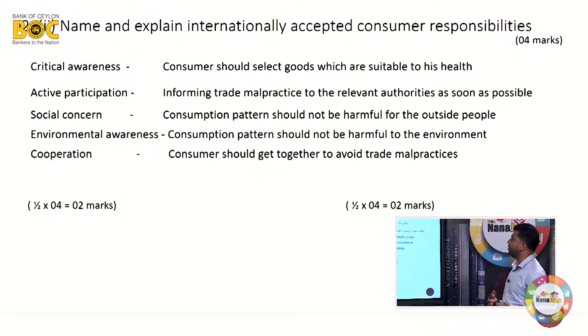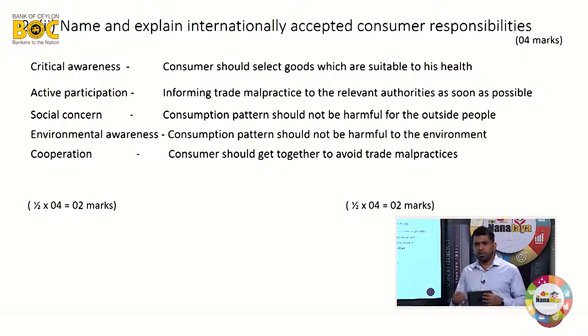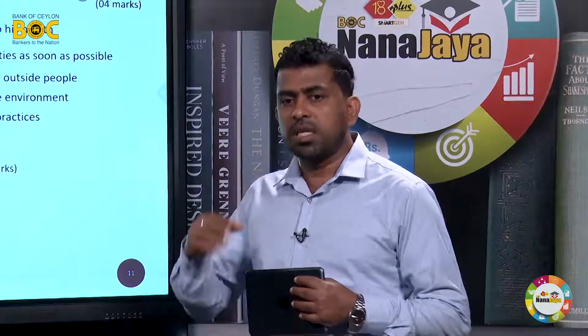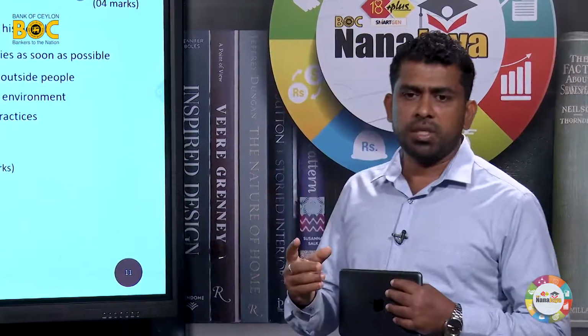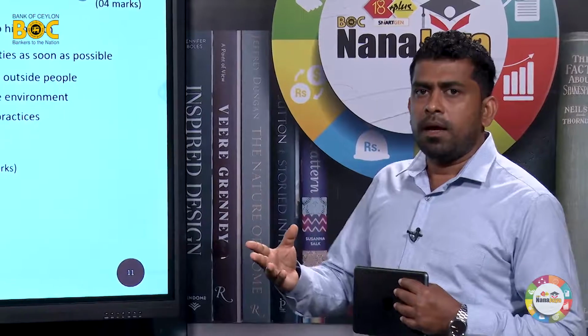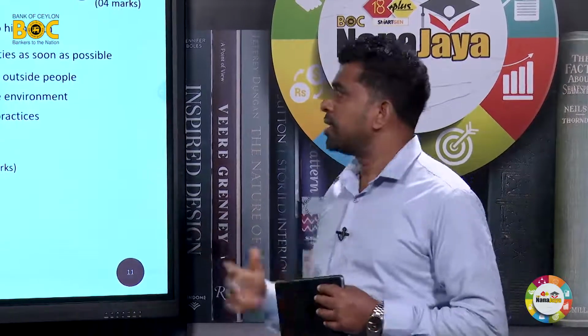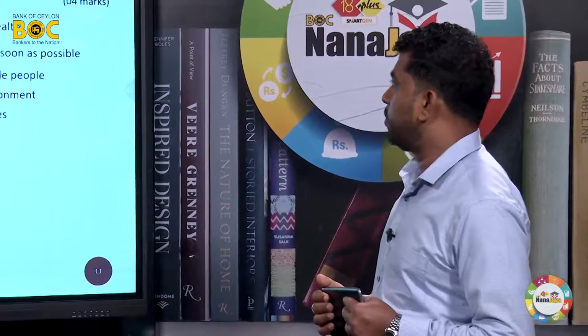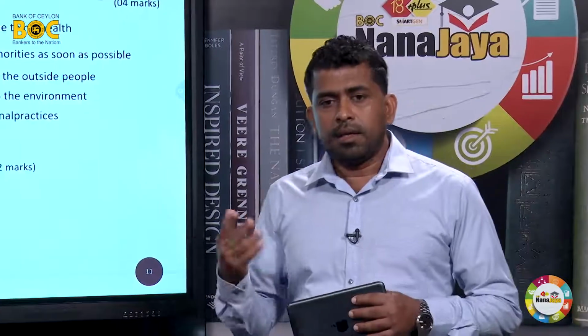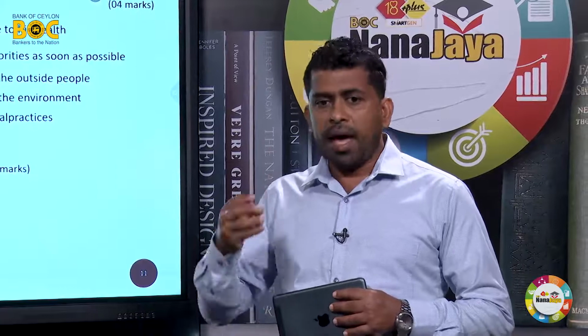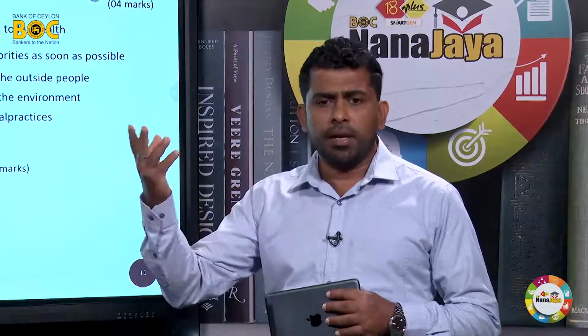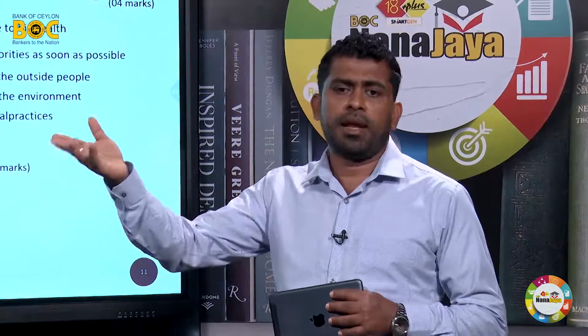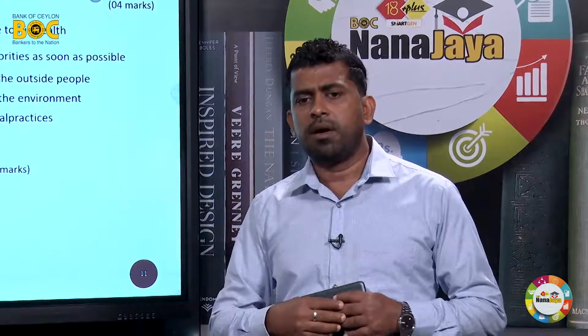So what is critical awareness? Consumers should have good knowledge to select suitable goods for their health. Sometimes consumers may select goods which are hazardous for their life. So consumers should have correct knowledge to select goods which are suitable for their health. The second one is active participation. This means consumers should be active, and just after seeing a trade malpractice, it should be informed to the relevant parties. It is also a consumer responsibility.